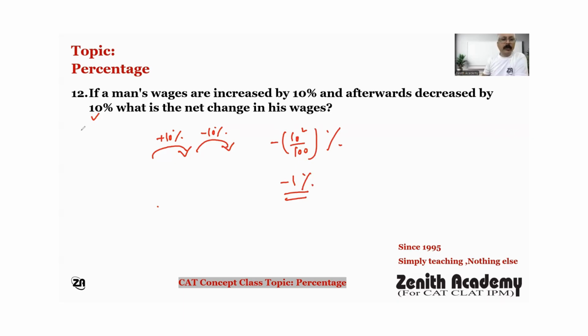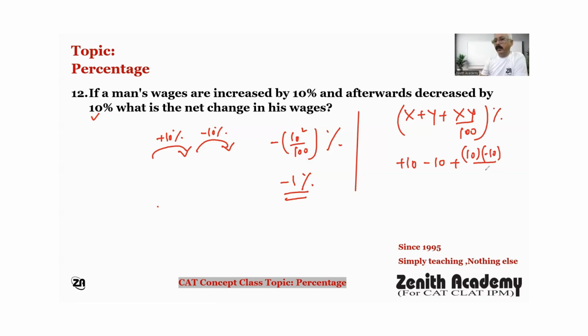Here I have discussed one formula: x plus y plus xy by 100, for net percentage change in case of two successive changes. So x is plus 10, y is minus 10, and this is plus 10 into minus 10 by 100. So you can say this cancels, plus into minus is minus, and this is 1. So finally it is 1%.